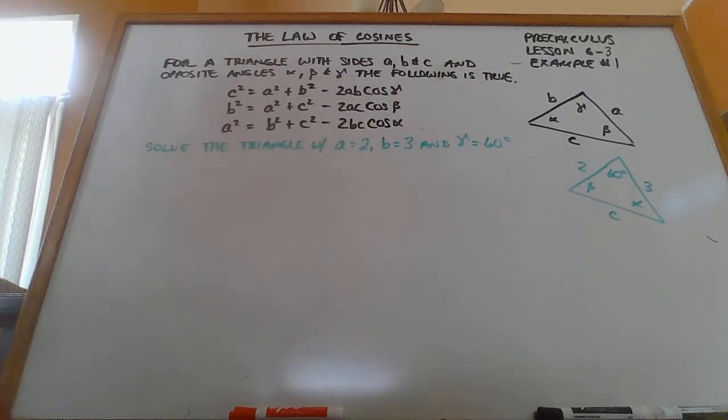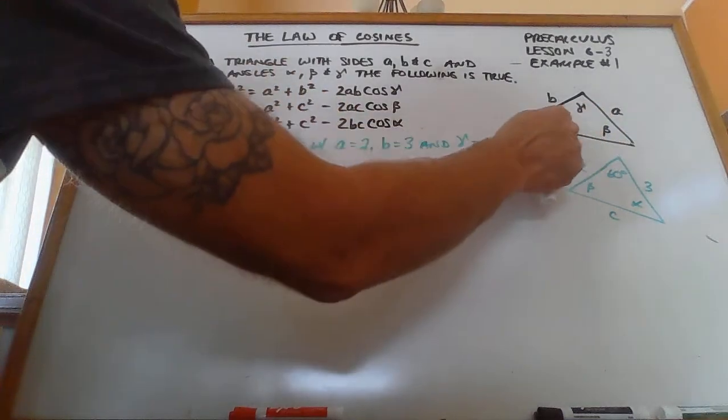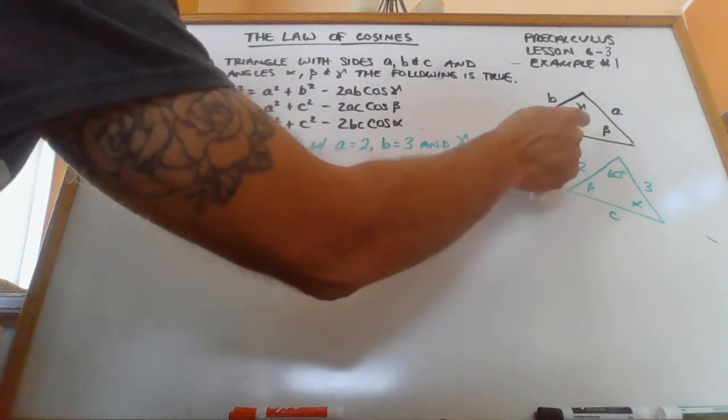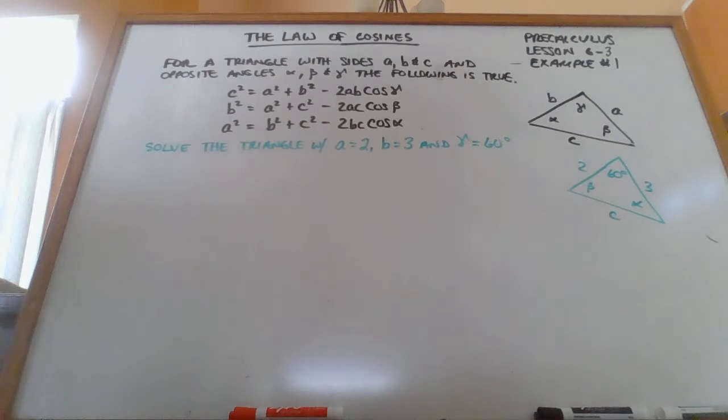So, the law of cosines says for a triangle with sides A, B, and C, and opposite angles alpha, beta, and gamma respectively, the following is true. So here's our triangle. A is opposite alpha, B is opposite beta, and C is opposite gamma. Then these three things right here are true.